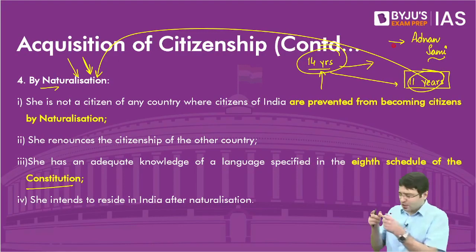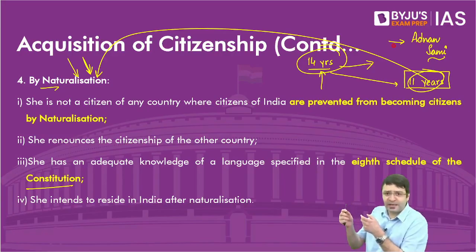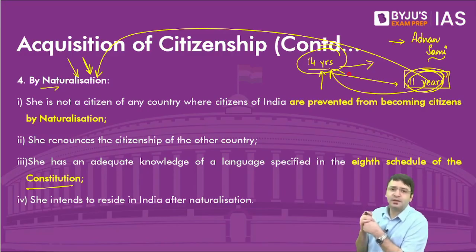Conditions such as, you should not be from a country where Indians are not allowed to become citizens. You should have the knowledge of any of the languages mentioned in the 8th schedule of the Constitution. You should also have the potential, or should have ordinarily resided in India for 11 of the last 14 years.